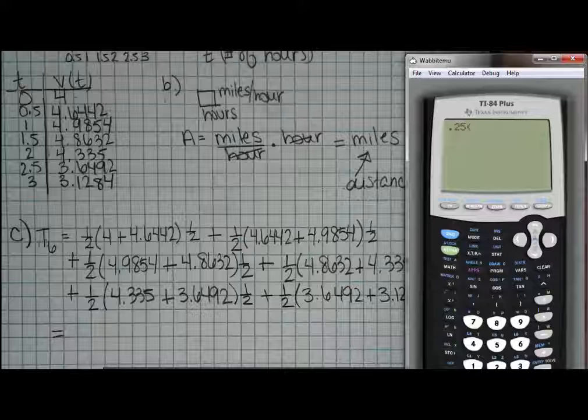Moving on to D. How fast was Pace walking at the end of 3 hours? So at the end, how fast was she going? Well, we can just look at our table pretty simply and say, oh, well, at the very end, she was going approximately 3.13 miles per hour. And when did her maximum speed occur? What was her maximum speed?